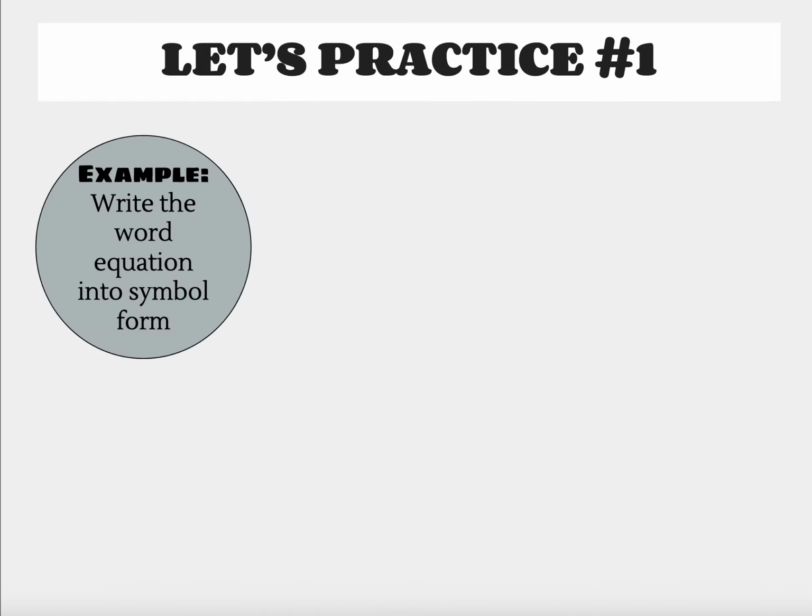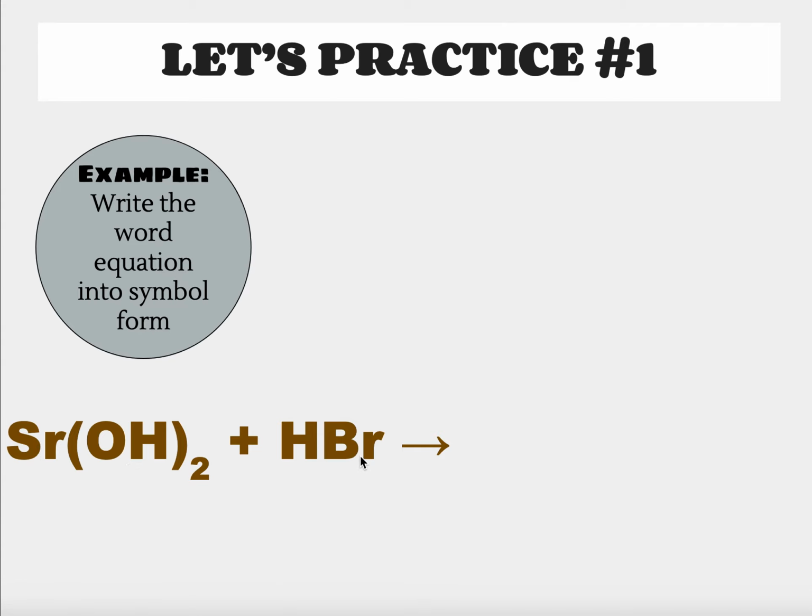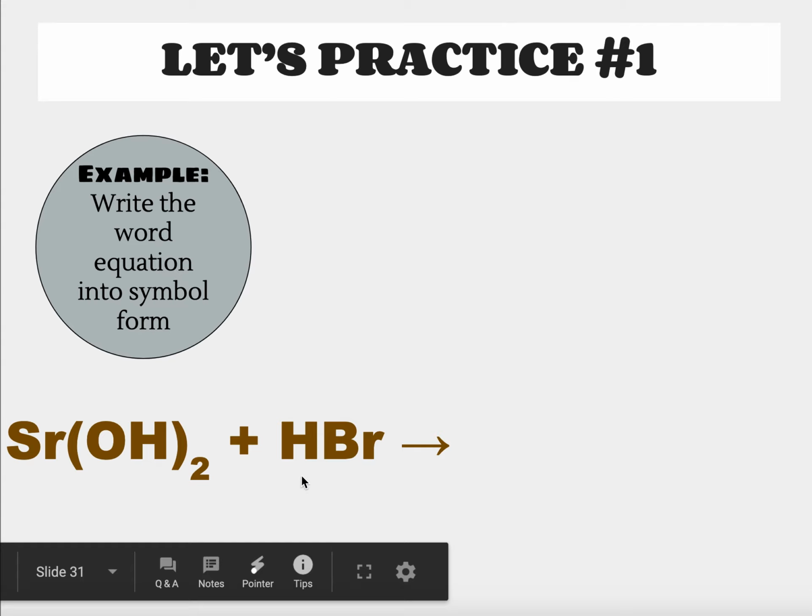Okay, so let's look at an example here. So here we have a double replacement reaction, but specifically this is a neutralization reaction because I have an acid, because it starts with H, and I have a base, because it starts with OH. So my Sr is going to bond with my Br, so we want to look up the oxidation numbers, and my H is going to bond with my OH.